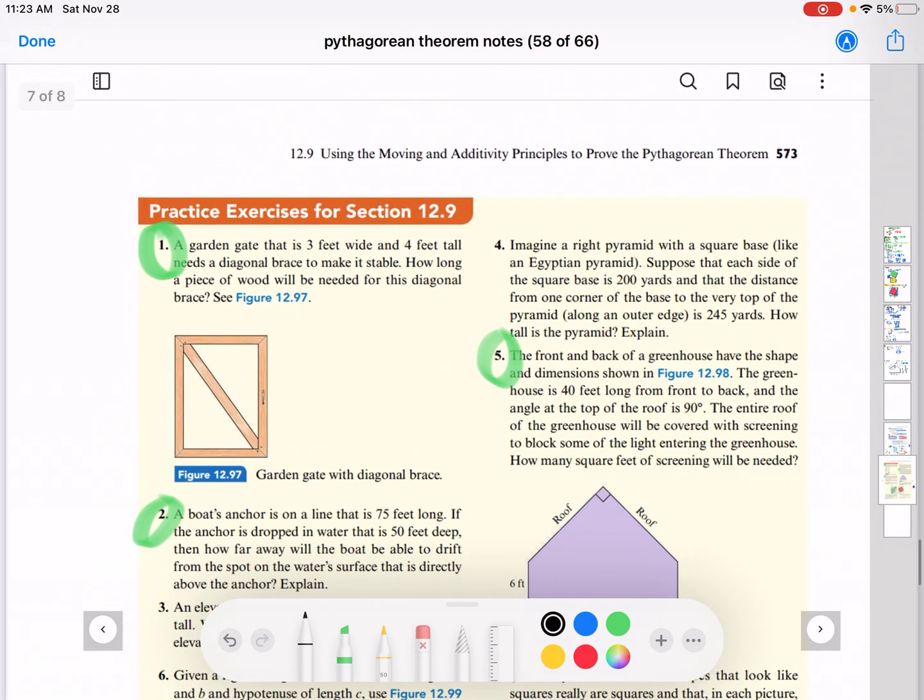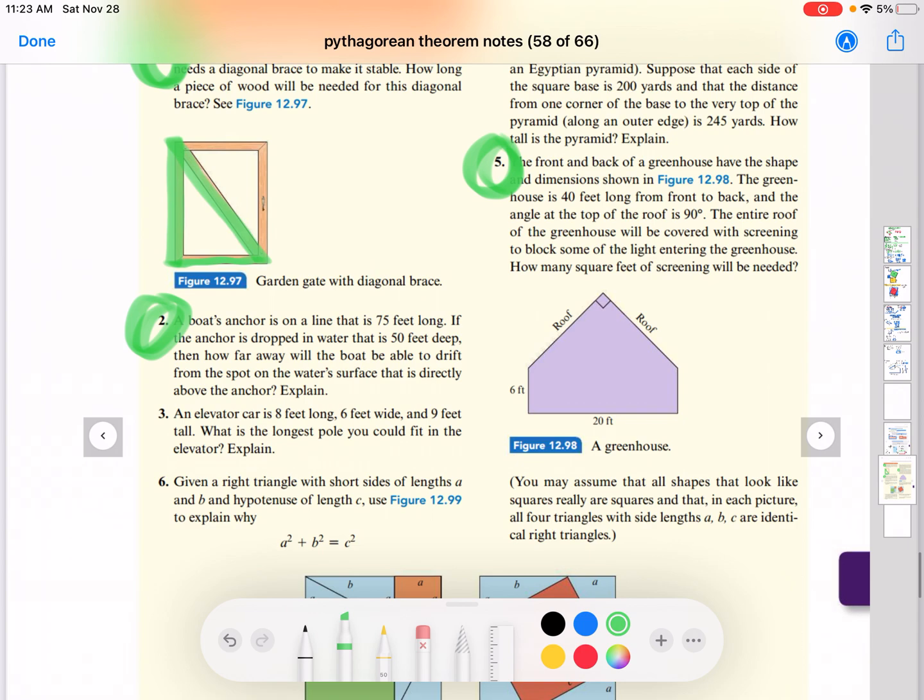Okay, so these ones, this is just going to take a second. For some of the homework, there's just going to be numbers 1, 2, and 5. Number 1 says a gate is 3 feet wide and 4 feet tall. How long is the diagonal support brace? That's very similar to a problem we've done. Number 2 says a boat anchor has a line that is 75 feet long and it's dropped into water that's 50 feet deep. How far can the boat drift from the spot where the anchor was dropped? So again, number 1 is part of homework. Number 2 is part of homework.